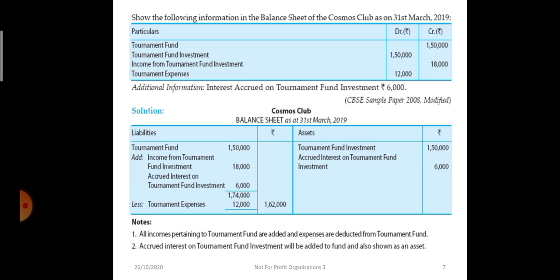Now let's take one question from our book relating to fund based accounting. Okay, here tournament fund is given. Opening balance of tournament fund is 1,50,000, and as discussed, now see here we are not making a separate account, but we are showing all the calculations on the liability side of the balance sheet. So opening balance of tournament fund is 1,50,000 rupees, this amount. Okay, so it is shown on the liability side as opening balance, and from this amount it was invested outside the business, so 1,50,000 will be shown on the asset side.